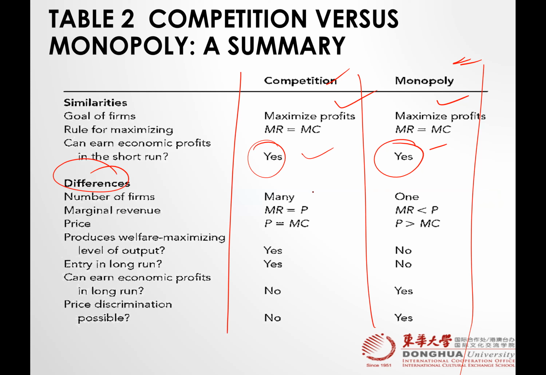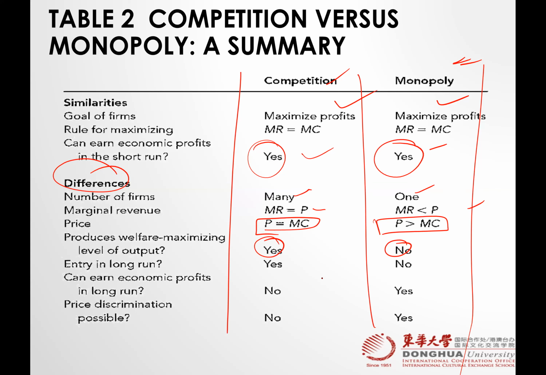The differences are: in competition there are many firms, in monopoly there is one. In competition, marginal revenue equals the price, but in monopoly price is greater than marginal revenue. In competition, price is equal to MC, but in monopoly price is always greater than MC. So is it good for society? Competition, yes. Monopoly is not good for society.